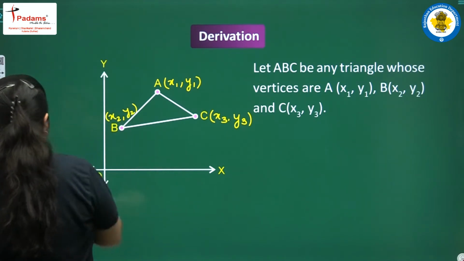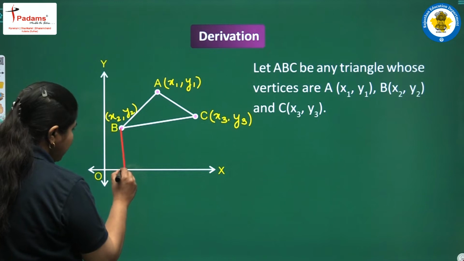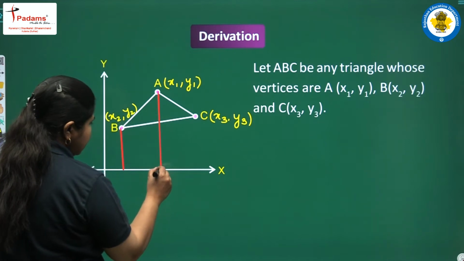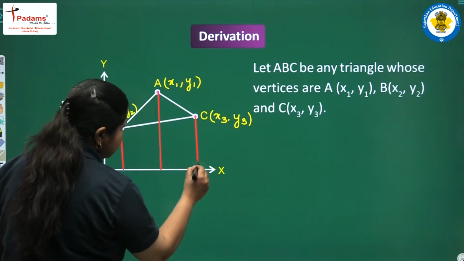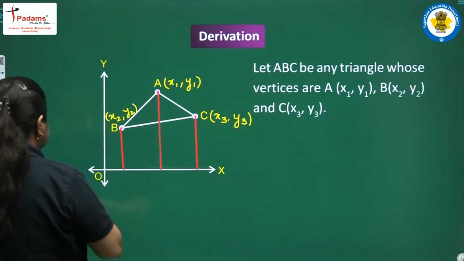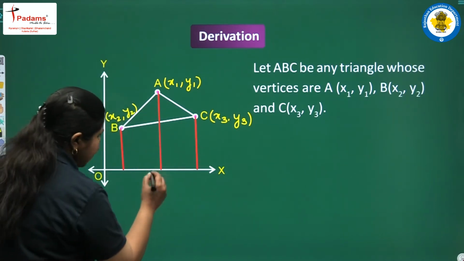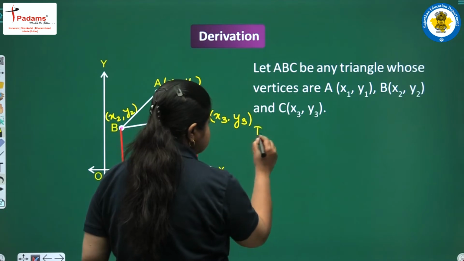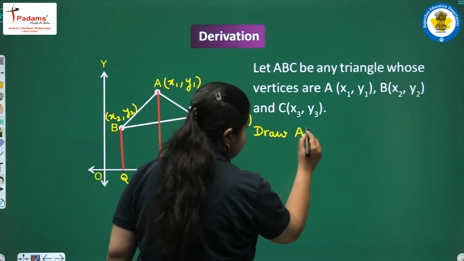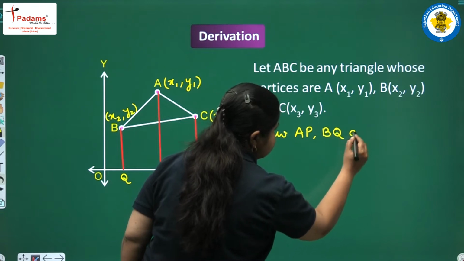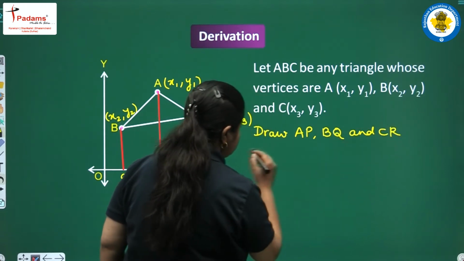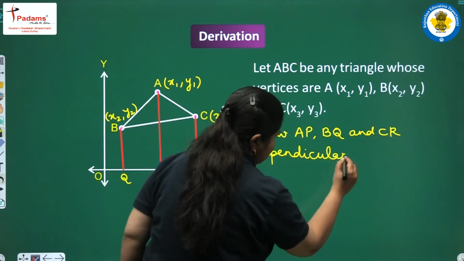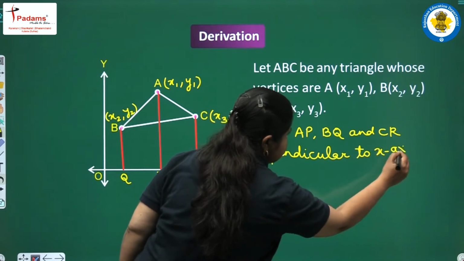Let us first drop some perpendiculars. Let us drop perpendicular from point B on this x-axis, one perpendicular from point A on this x-axis and one more perpendicular from point C on this x-axis. Let us name these points as P, Q and R. We write here, draw AP, BQ and CR perpendicular to x-axis. We have done this construction work.